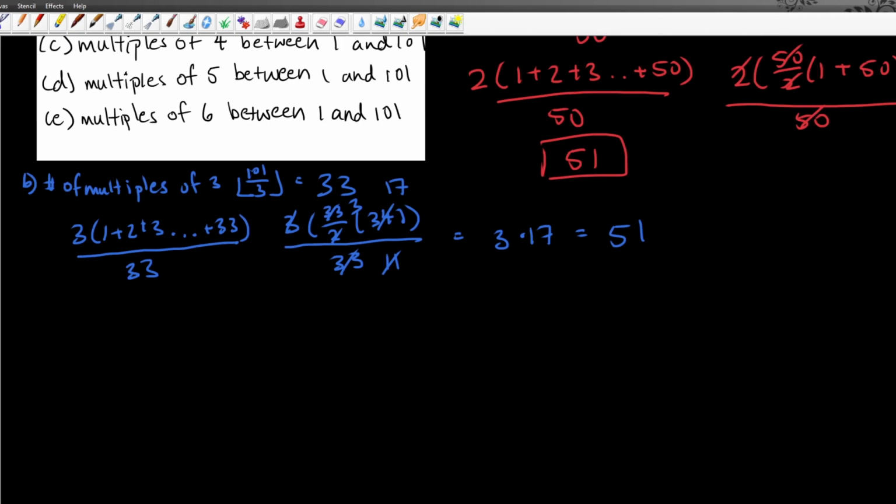For the next one, we have multiples of 4. So C, multiples of 4, so it will be 101 by 4. Take the floor of that. No pun intended. Take the floor of that, and we get 25. So then the same process here. There's 25 terms. 4 times 1 plus 2 plus 3, all the way up to 25.